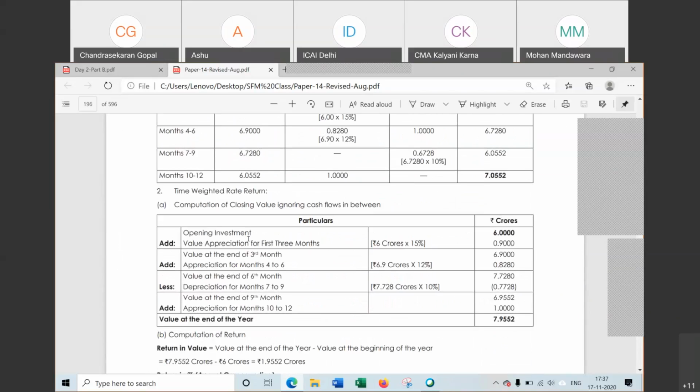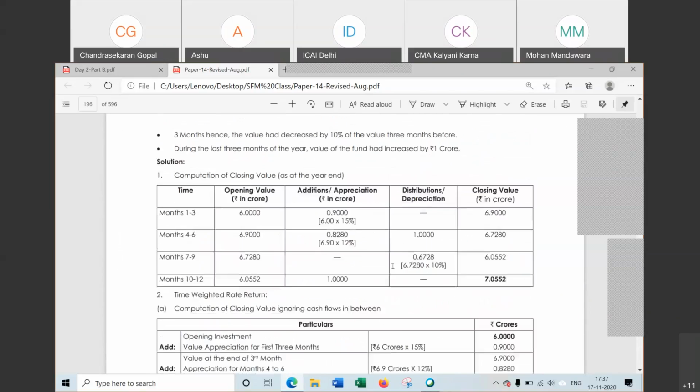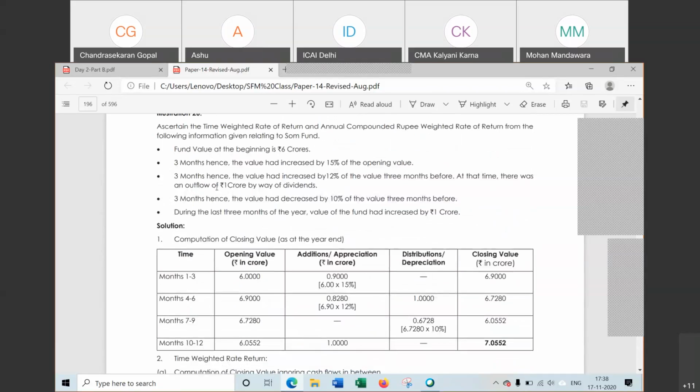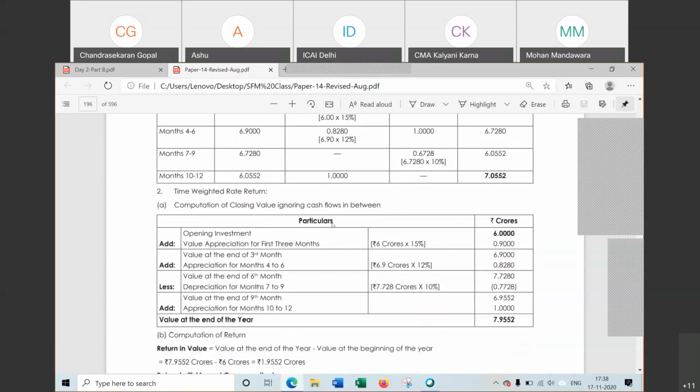There are two tables. In this table, the opening investment is 6 crore. Investment at the beginning was 6 crore. For the first 3 months, say we started in January, the appreciation is 15%. So 15% of 6 crore has been appreciated, the increase will be 0.9, giving 6.9. After 3 months, there is again an increase in value by 12%. So there is again an increment in this value 6.9. It has increased by 12% and the value will be 7.725.